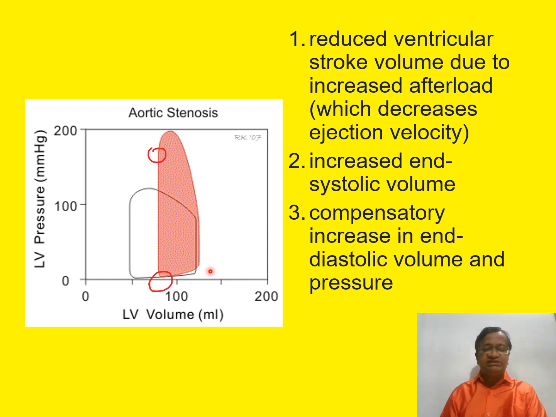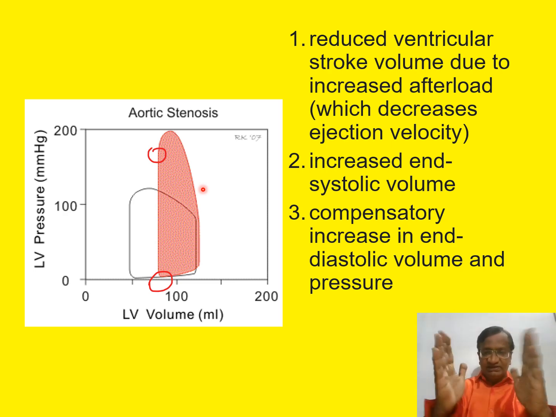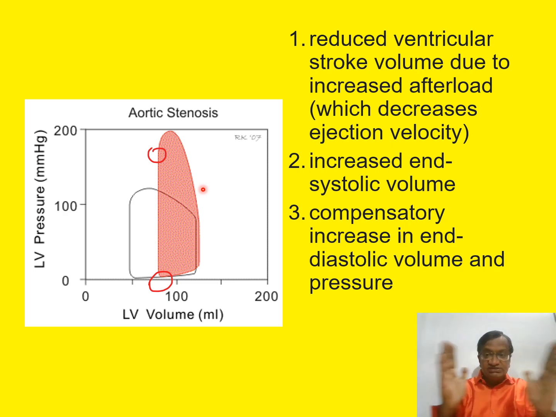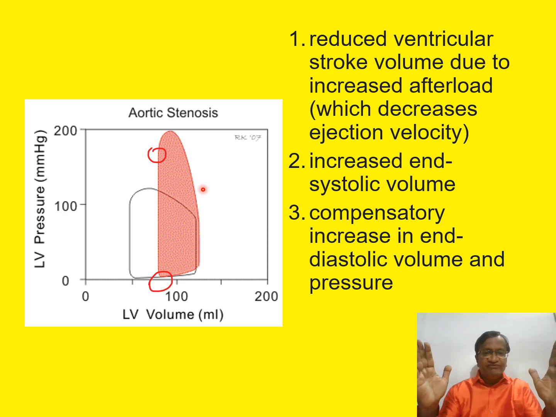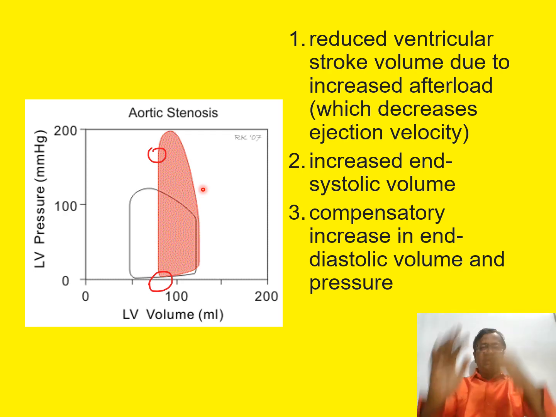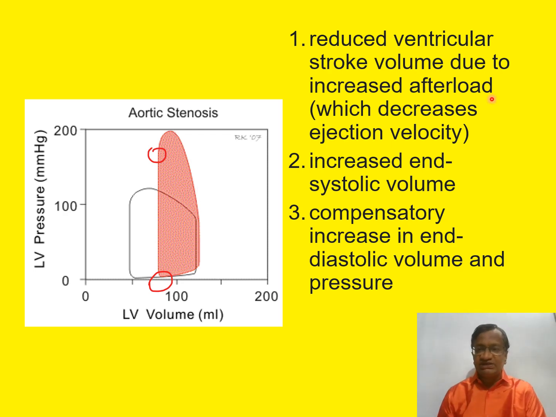So there is a compensatory increase in diastolic volume, and here again the isovolumetric phases. See, in stenosed lesions there is not much change in the straight lines. See here, increased compensatory volume and this reduced ventricular stroke volume, increased afterload. The curve is like this, high. The width is not increased. The width is less, the height is more. That is what happens in aortic stenosis.